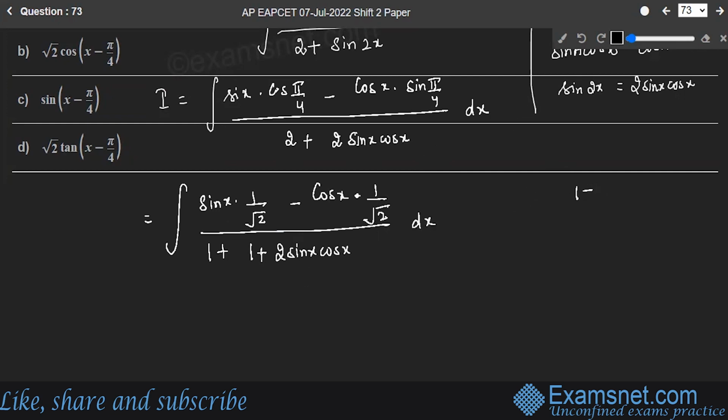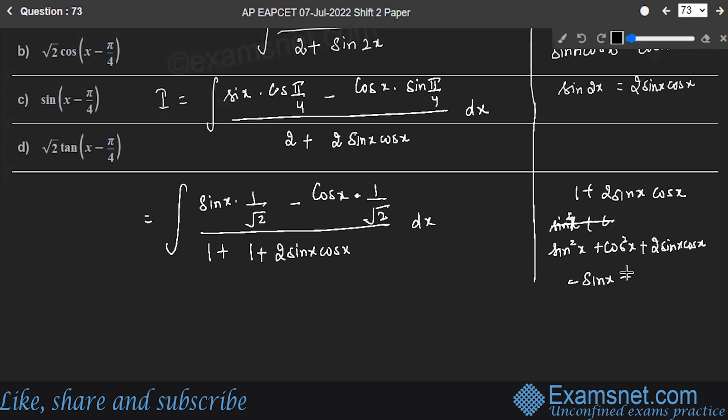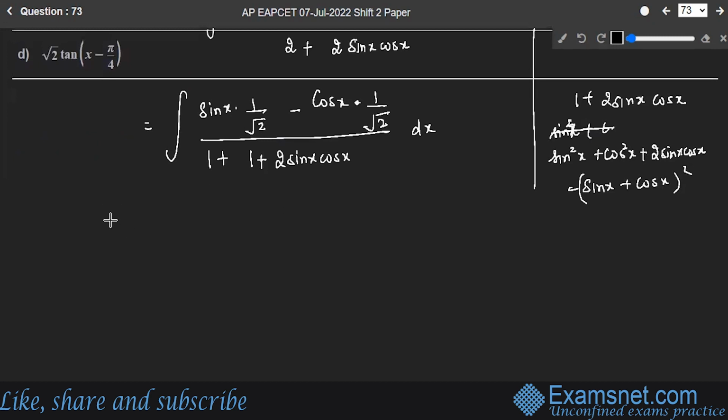See, this 1 plus 2 sine x cos x can be written as sine square x plus cos square x plus 2 sine x cos x, which is nothing but sine x plus cos x whole square. Right. So now this integral will become, 1 by root 2 will be taken common, and you have sine x minus cos x upon 1 plus sine x plus cos x whole square dx.